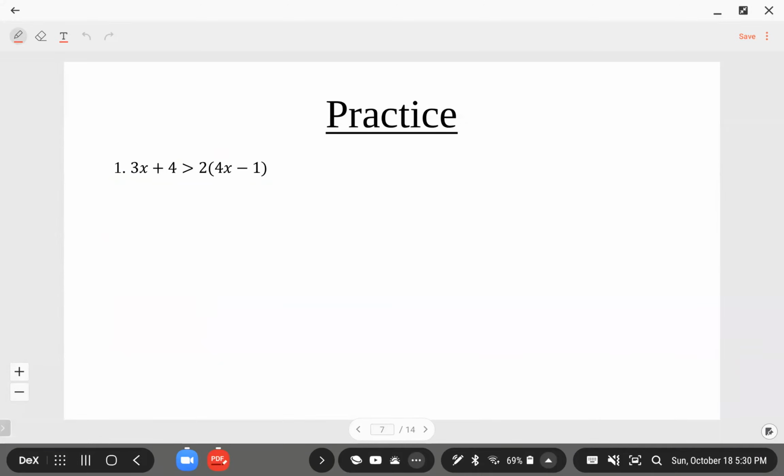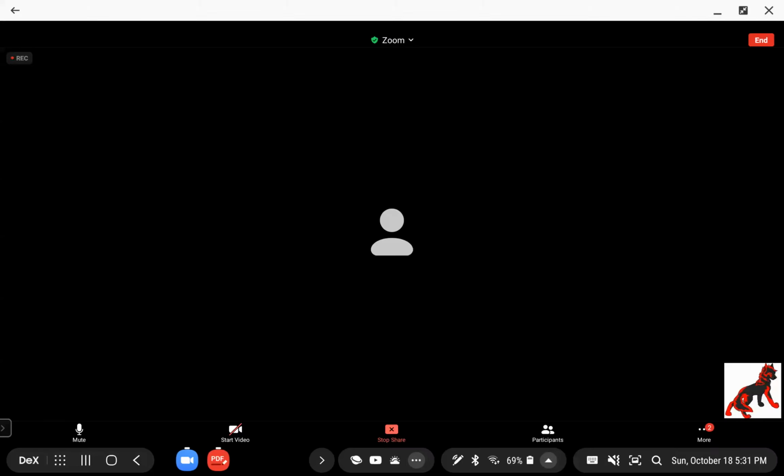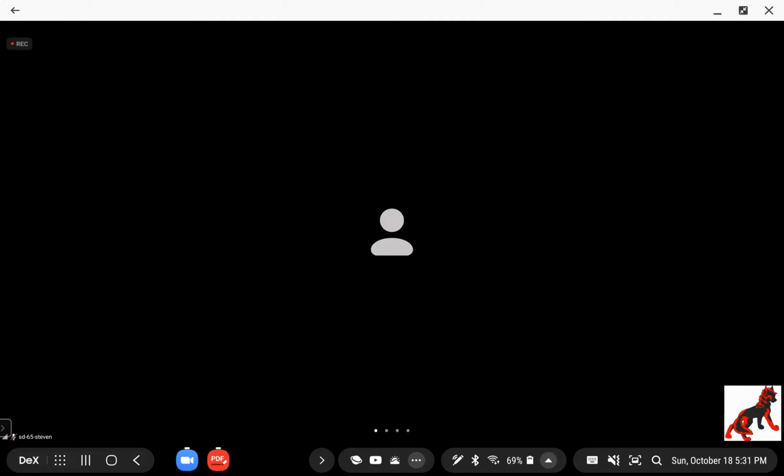The first one is 3x plus 4 is greater than 2 times the quantity 4x minus 1. Can anybody please solve this one? Since this is your first inequality problem of this lesson, I'll give you about 1 minute to do this one. This is pretty similar to an algebraic equation, so it should be quite easy.